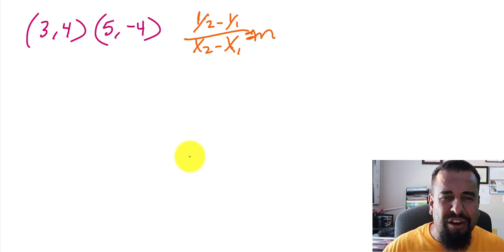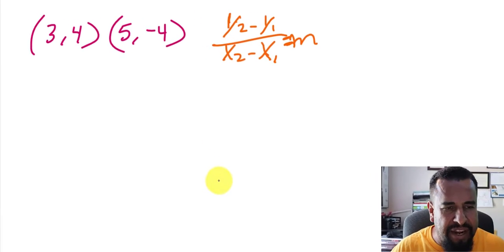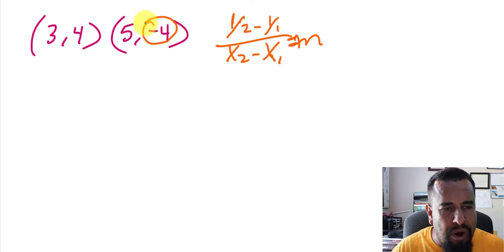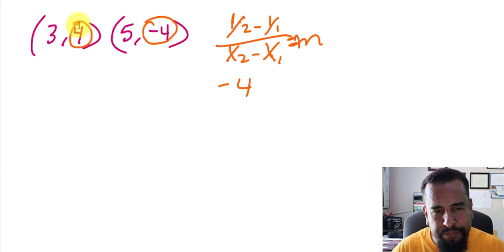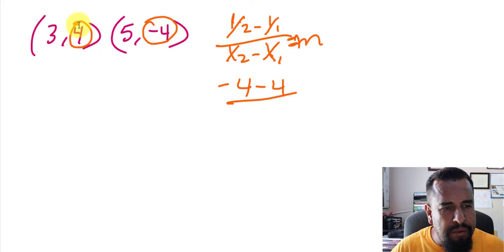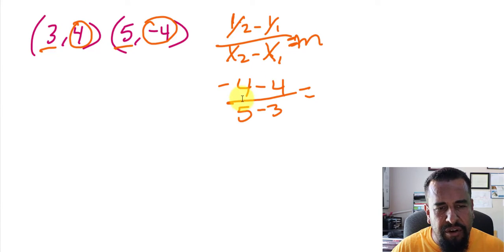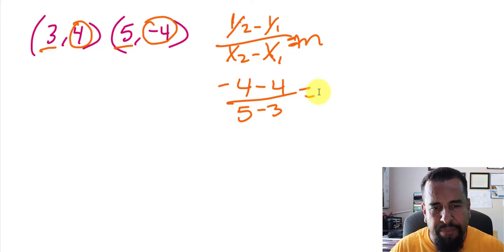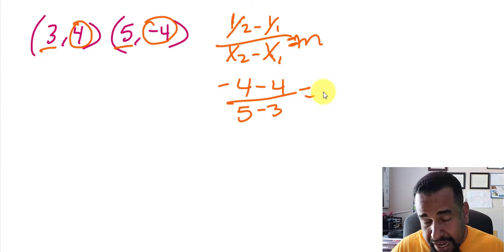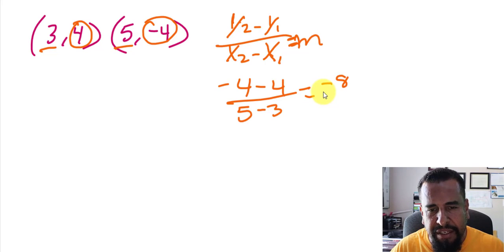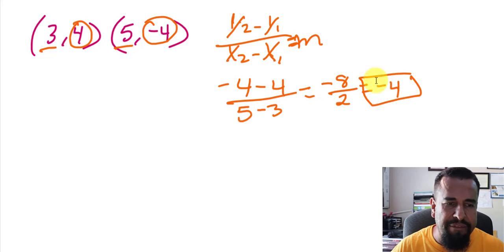But you know me, I don't like going through the format and plugging in. Just understand, we're taking this second y and we're going to subtract the first y. All right. So it's -4 minus 4. And then we're going to take the 5 and we're going to subtract 3. So 5 minus 3. That's it. Just make sure that the y values are on top and the x values are on the bottom. All right. So -4 minus 4 gives me -8, and then 5 minus 3 gives me 2. So therefore I have a -4 as a slope. Great. I found my slope.